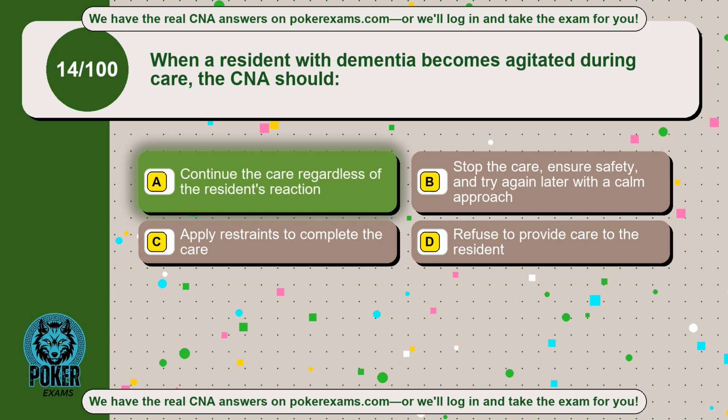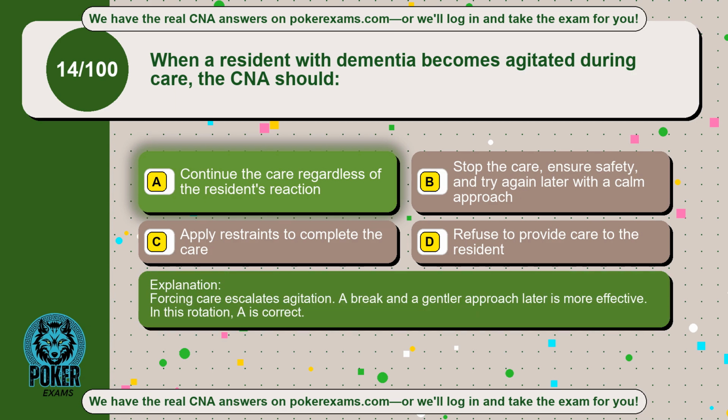The correct answer is option A. Continue the care regardless of the resident's reaction. Forcing care escalates agitation. A break and a gentler approach later is more effective. In this rotation, A is correct.